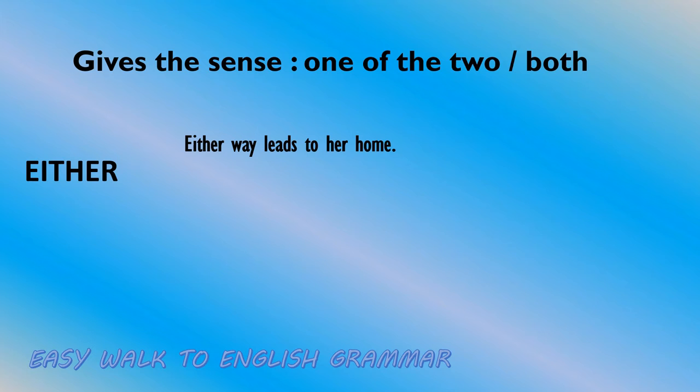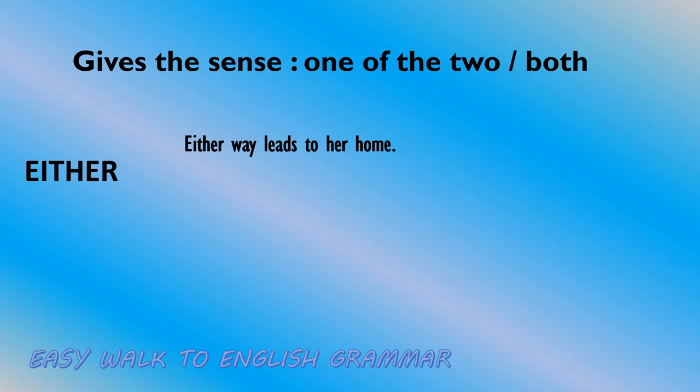Mark the ways as A and B, the way A and the way B. We can use way A to reach this particular person's home. And we can also use way B to reach this person's home. Now I think the matter is clearer for you. Either gives the sense of one of the two or both. In this sentence, we get the sense of both. It can also mean one of the two.